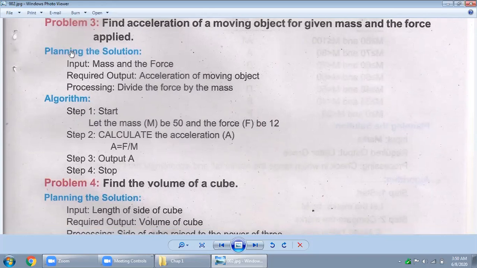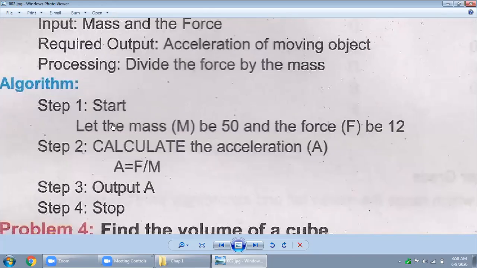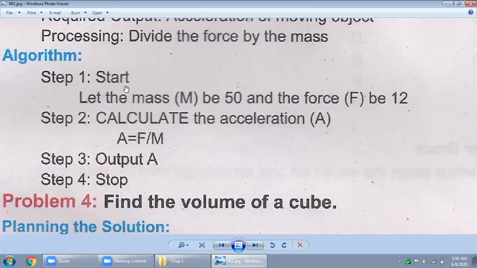This planning of the solution is a part of the algorithm, but not the actual algorithm. The actual algorithm starts from here, where the algorithm is written. In step 1, start. Let the mass, denoted by m, be 50, and the force applied on it, F, be 12.